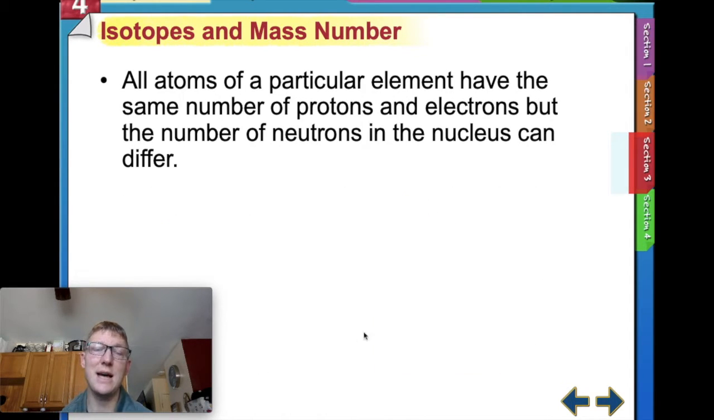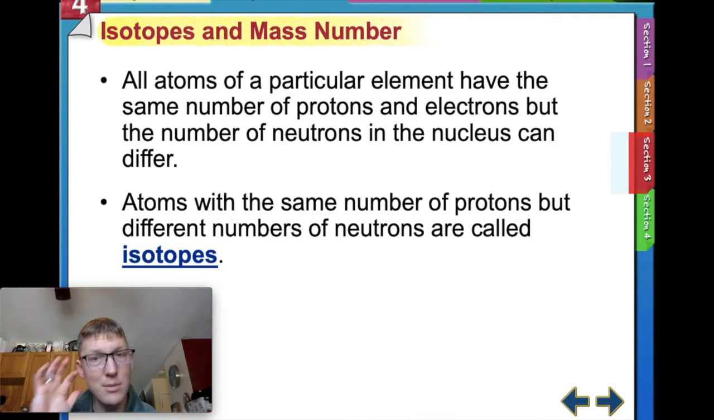So I mentioned that there was an average atomic mass. So all atoms of a particular element have the same number of protons and electrons, but the number of neutrons in the nucleus can differ. And that's where that average atomic mass comes from. So atoms with the same number of protons but different number of neutrons are called isotopes.